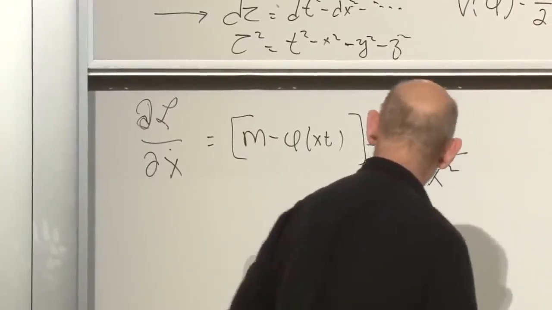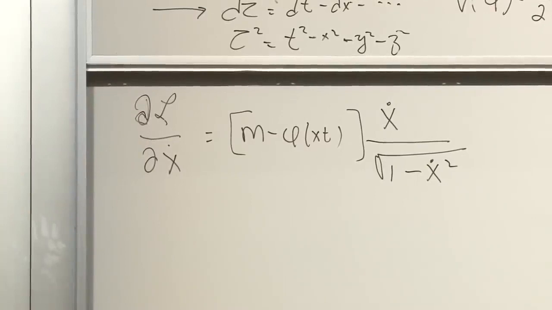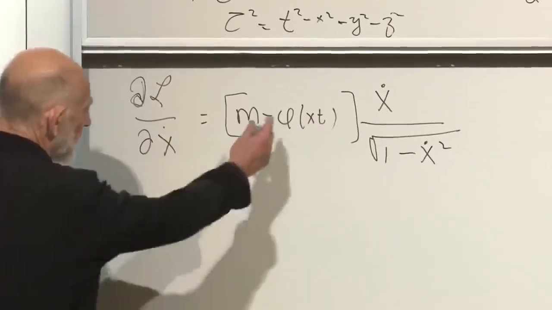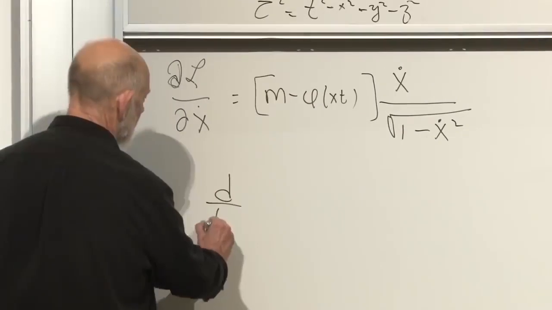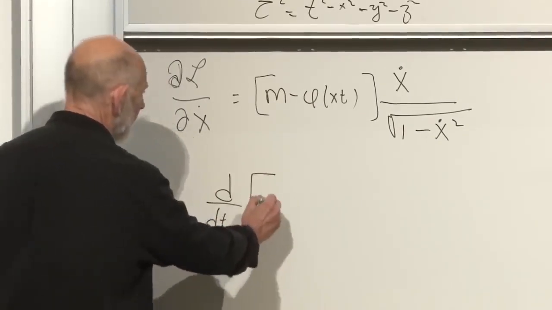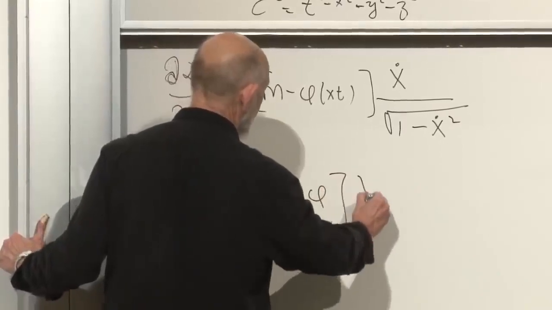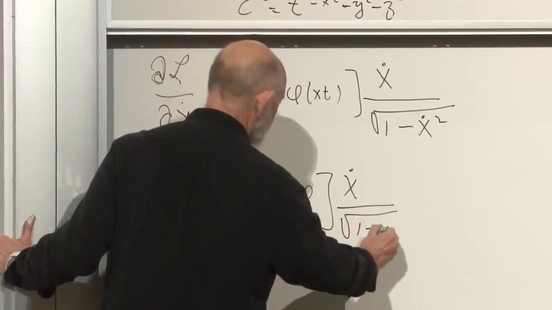So that's the first step. What's the next step? We differentiate this with respect to time. Right? So the next step is to differentiate this with respect to time. This is d by dt of m minus phi, times x dot over the square root of 1 minus x dot squared.